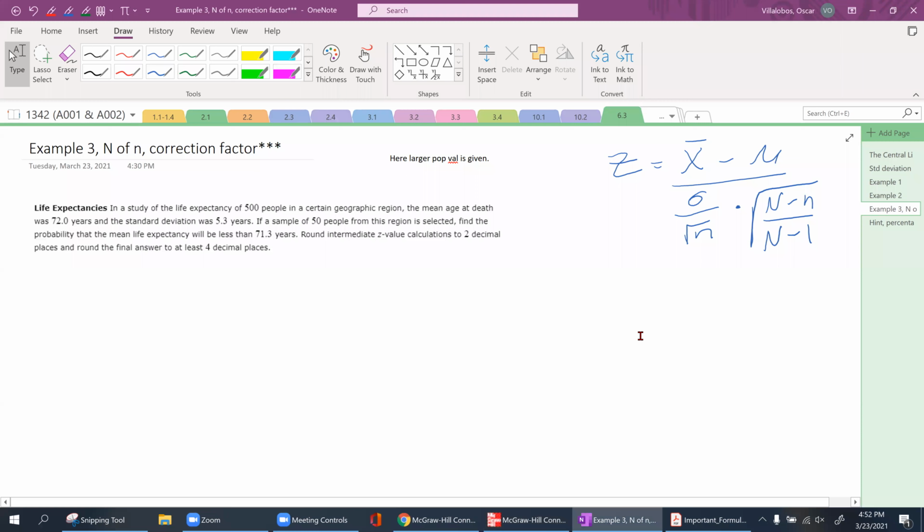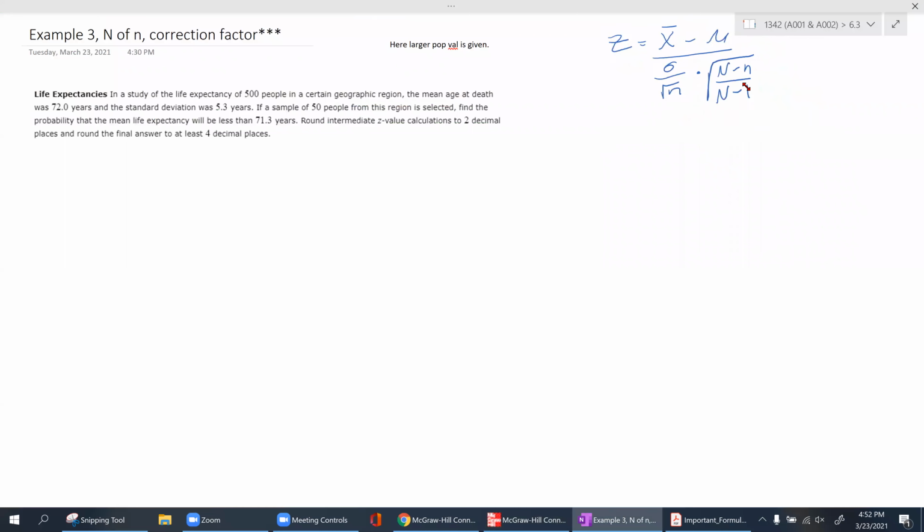We're going to go ahead and continue with the last example. All right, N of N, the correction factor. So reading the question, a study of a life expectancy of a population of 500 people. Ooh, okay, that sounds familiar. We haven't seen something like this in a while. Let's go ahead and make this a little bit larger. Go ahead and move it here. All right, 500 people in a certain geographic region.